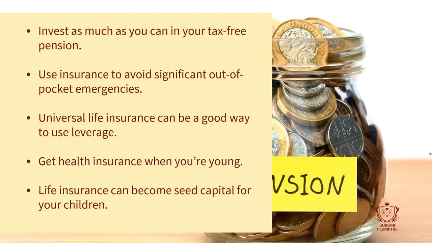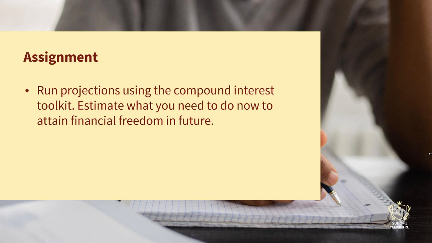Finally, these are two assignments. Run projections using the compound interest toolkit. Estimate what you need to do now to attain financial freedom in future. Play around with initial capital, time, and return on investment. If you want to target an investment, work your way from the end. Put in the target, put in how many years you have, and then see how much you need to invest every year to attain that target. And then research health and life insurance plans.